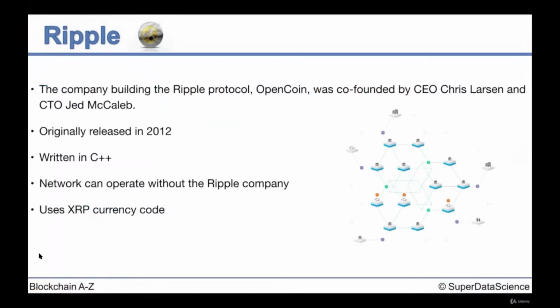For Ripple, the company building the protocol, OpenCoin, was founded by CEO Chris Larsen and CTO Jed McCaleb. Originally released in 2012, it was written in C++, and one of the most interesting aspects is that the network can operate without the Ripple company entirely. But it can even claim to go back to 2004 with the Ripple project. The founders had extensive experience coming into this with digital currencies, including working with companies that handled Bitcoin trades and online financial companies. Although Ripple does attract less attention than some other cryptocurrencies, Ripple has the second highest market cap.